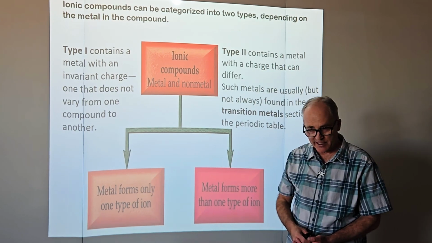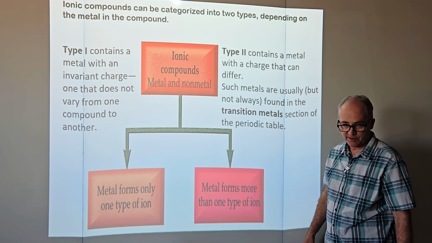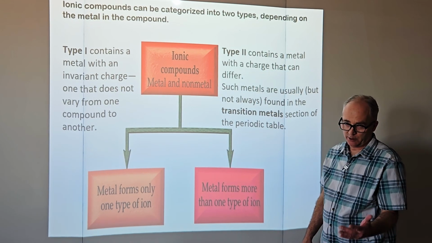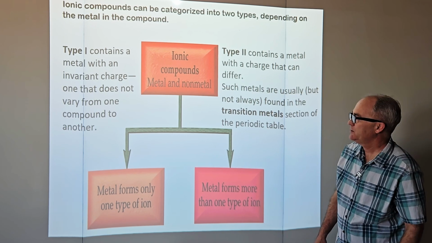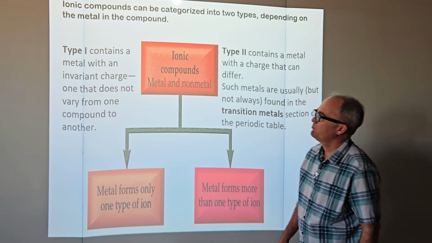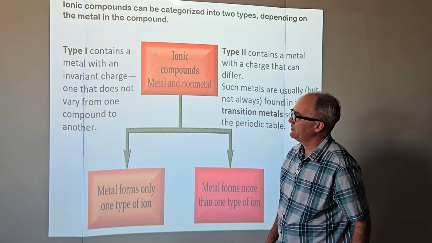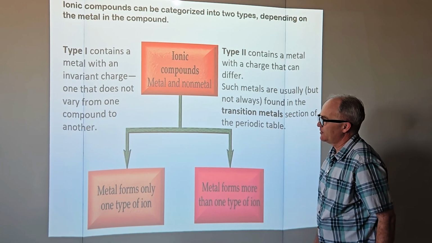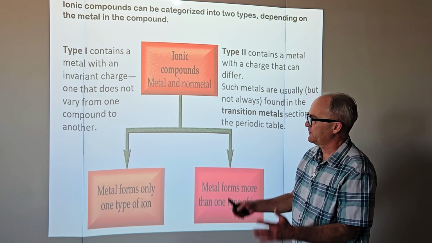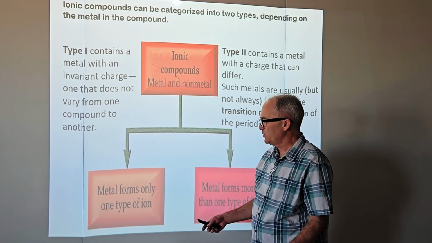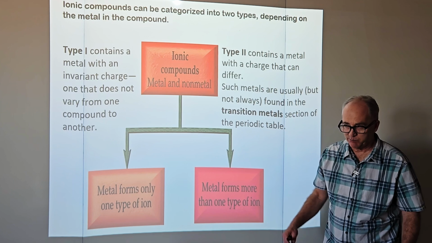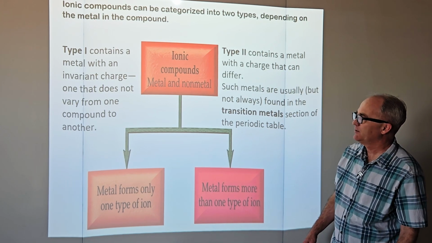Those metals that have fixed charges, mainly everything in those first 2 columns, aluminum, and that's about it. And then there's a few D-block metals. So type 1 contains a metal with invariant charge, a fancy way to say it has a fixed charge. That means it doesn't vary from one compound to another. Magnesium is always +2 in every compound it ever forms.